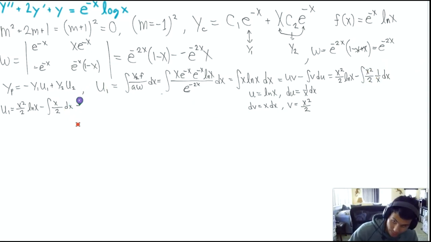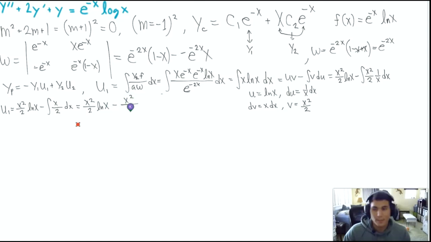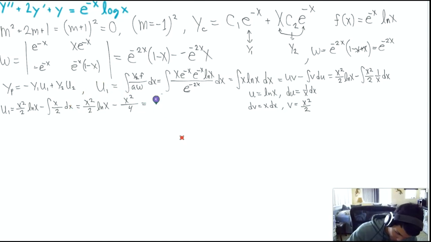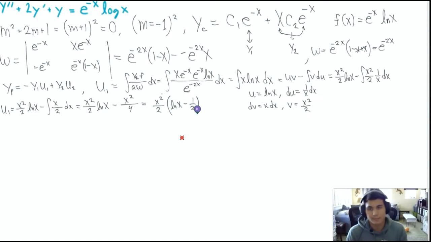Now we can rewrite this as x squared over 2 ln x minus x squared over 4. There we go. Now this is nice. This is u1. But maybe we'll make it a little bit prettier. Maybe we'll factor out the x squared over 2 and write this as ln x minus 1/2. And that just looks better. Okay, so we have u1. Let's find u2 now.